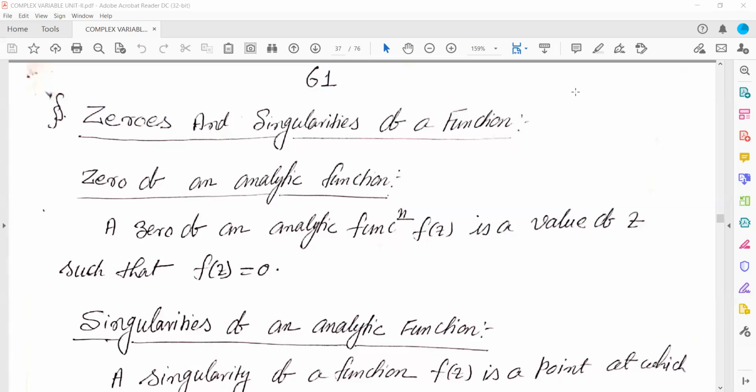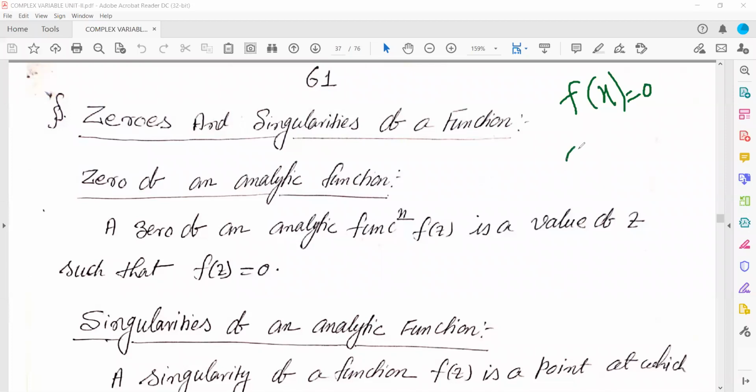Okay, so the next topic of your syllabus is zeros and singularities of a function. What do you mean by zeros of a function and what do you mean by singularity of a function? Zeros is nothing but the root. In simple language, that you already know, suppose f of x is a function of x and that is equal to 0, so this is an equation.